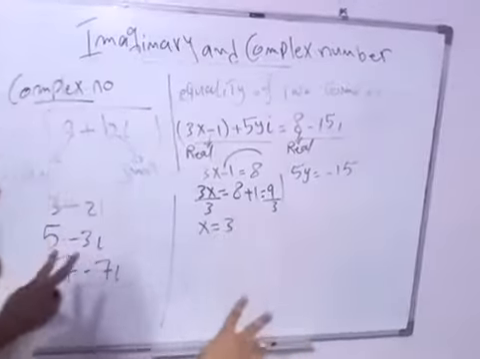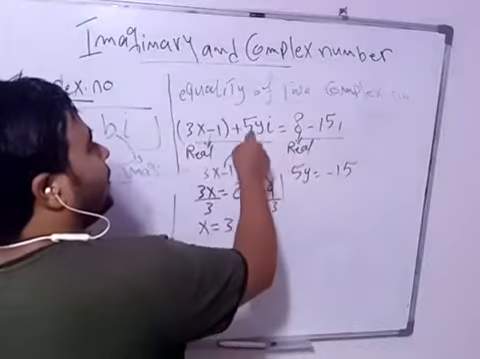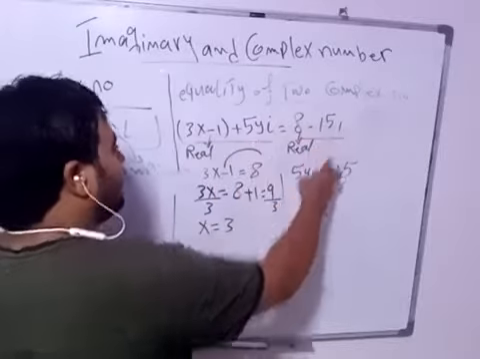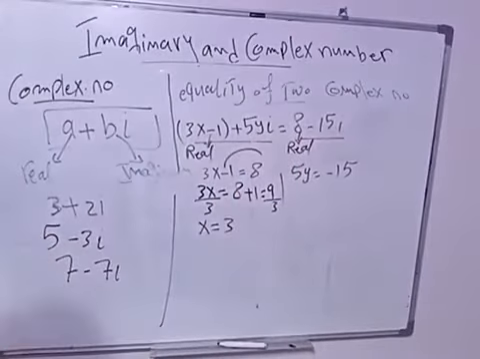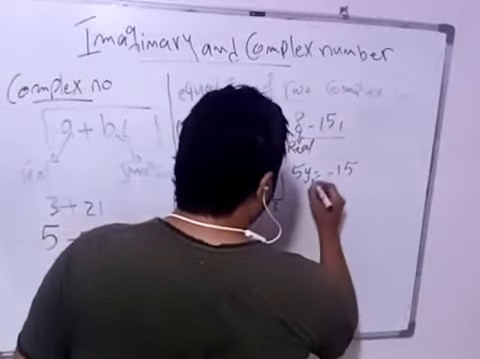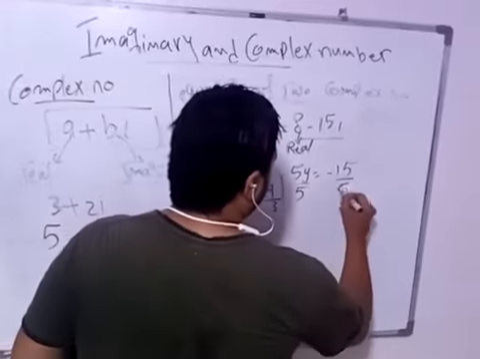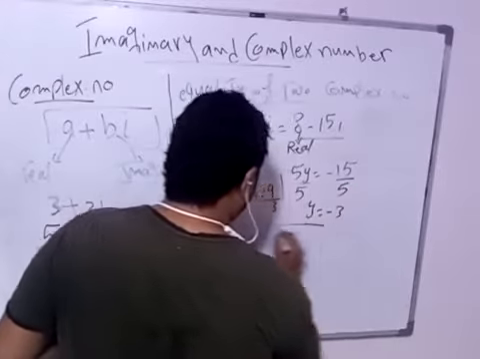I have two complex numbers and the equality of two complex numbers, so real equals real and imaginary equals imaginary, to find the value of x and y. And 5y equals negative 15, divided by 5 on the other side, y equals negative 3.